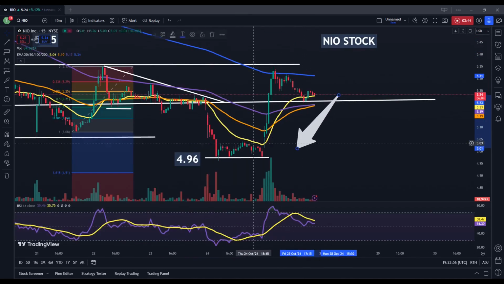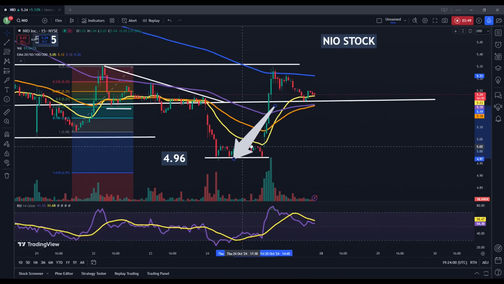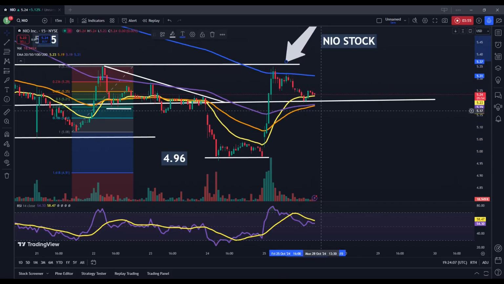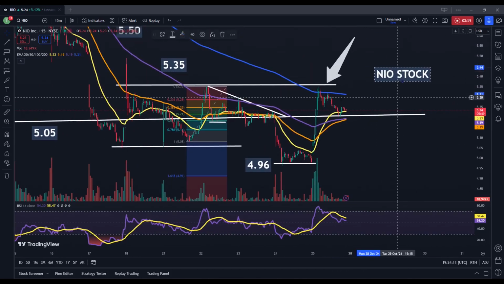On the downside, what I would be looking for would be a possible break of roughly 4.95, which is a level that we've been watching. And then to the top side, 5.35. If we do see a break in either direction here, that is really what is going to give us our main signal in terms of what is likely to happen next.